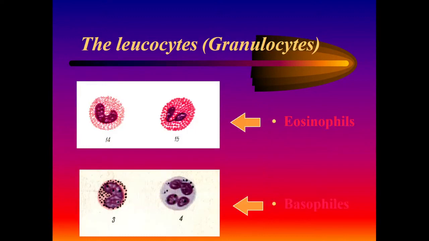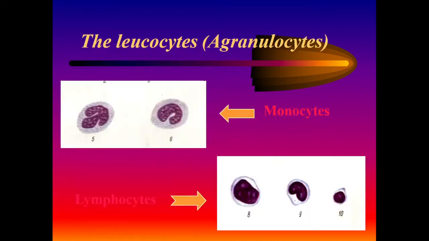The leukocyte granulocytes are divided into eosinophils and basophils. The name depends on how they change color during specific staining. Leukocytes also include monocytes and lymphocytes.